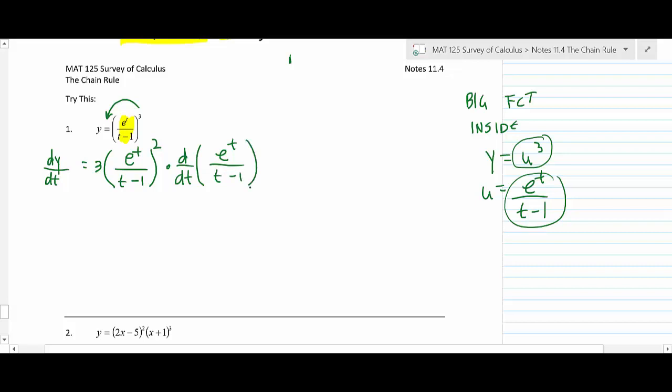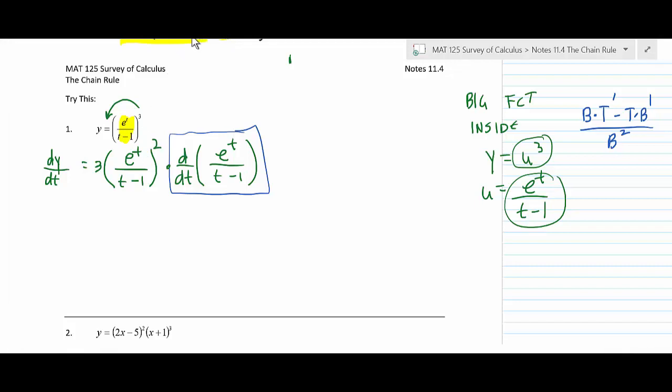All right, so now you've got to think, how do I do this derivative? That's a quotient rule, right? So I'm just going to write the quotient rule at the side here. That's the one that goes bottom times derivative of top minus top times derivative of bottom, over bottom squared. You don't need to write that down, but you need to refer to it as we go through this. So you just keep bringing down that first part. You still have e to the t over t minus 1 squared.